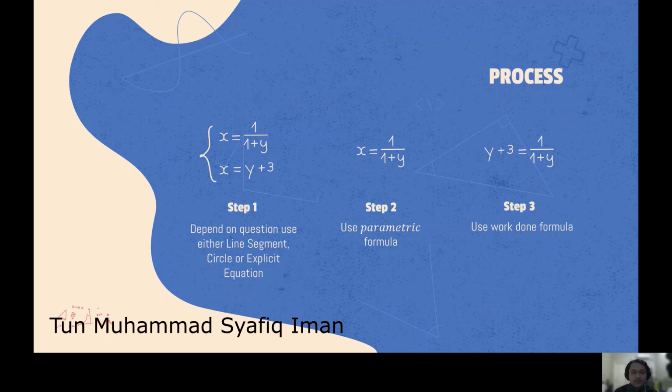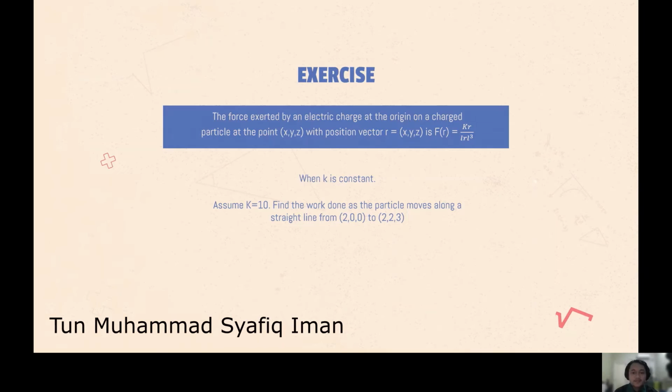So the formula for work done has been explained before this, and I would like to proceed to the question. Okay, for the question about the force, I would like to read the question first.